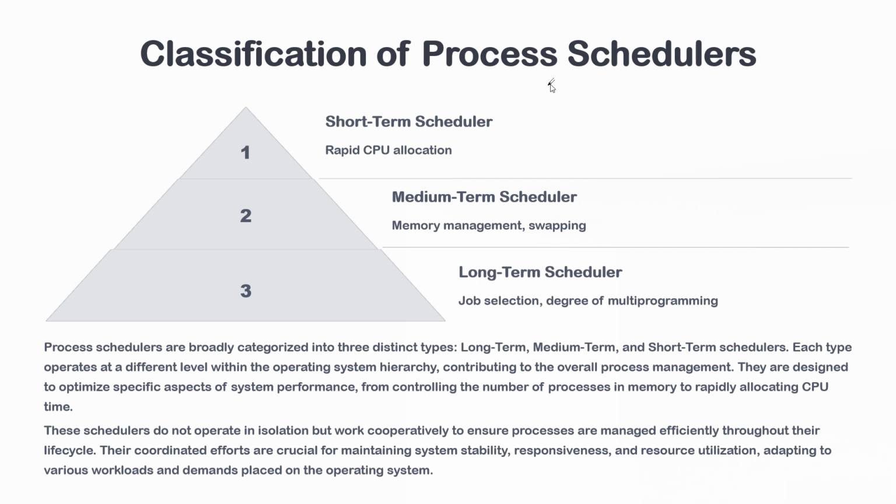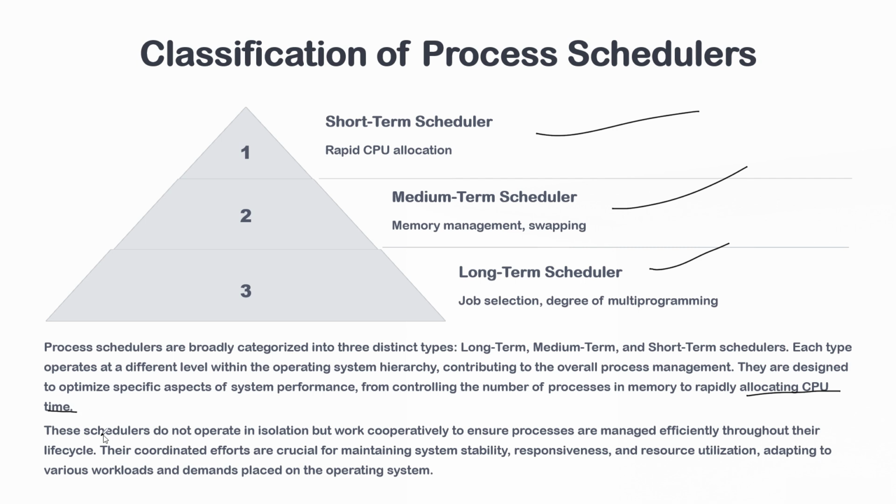Classification of process schedulers. Process schedulers are broadly categorized into three distinct types: long-term, medium-term, and short-term schedulers. Each type operates at a different level within the operating system hierarchy, contributing to the overall process management. They are designed to optimize specific aspects of system performance, from controlling the number of processes in memory to rapidly allocating CPU time.